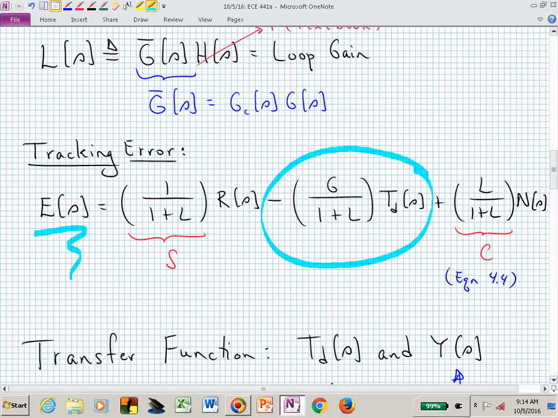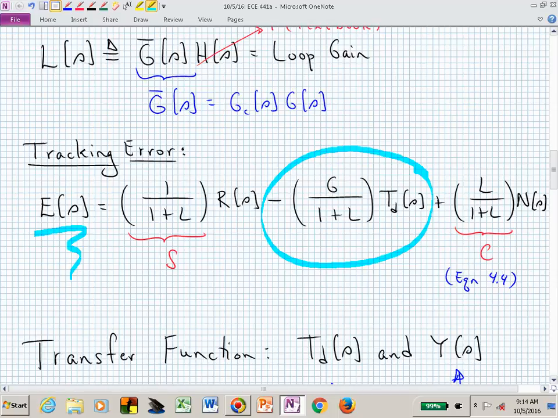Now, if we wanted to reduce the tracking error between the reference input and the output, what would we do in that equation that we've labeled S? If we had freedom to manipulate that transfer function, that equation S, what would we do if we wanted to make E small when we applied a reference input? I want to make this small, don't I?